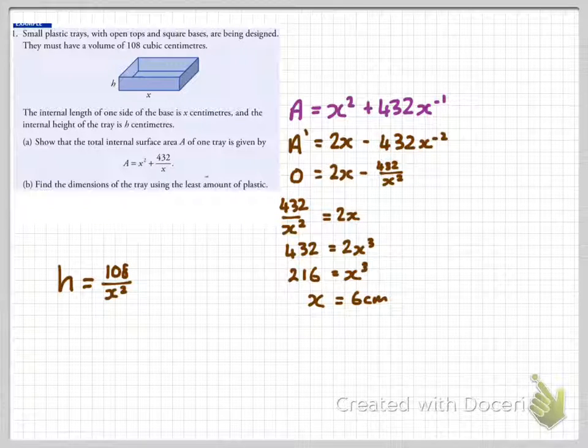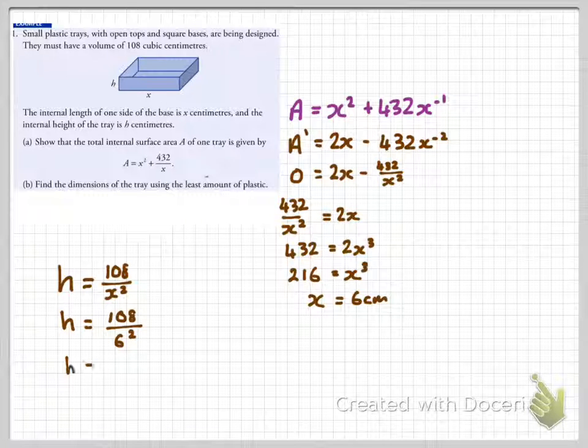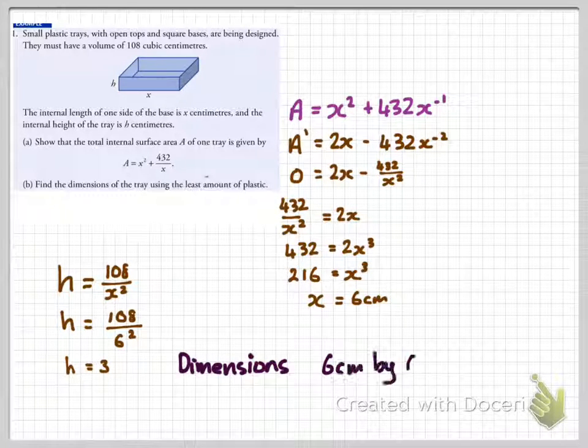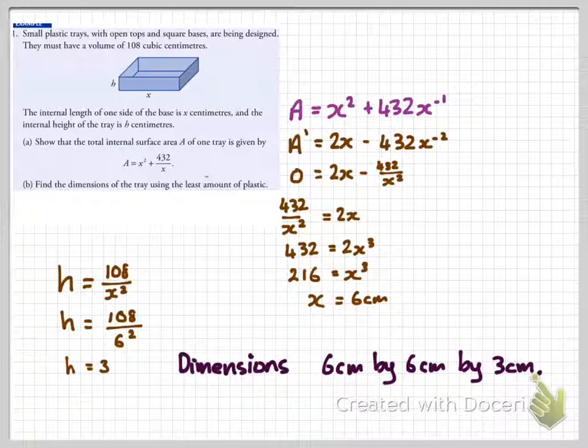Then we find the h. From the previous part of the question, we found that h equals 108 over x squared. So find out what h is. The height is 3. You can write out the dimensions of the box, 6 by 6 by 3. Is that what we're asked for? We're asked for the dimensions of the tray. And there we have it, and that will give you the least amount of plastic because it's a minimum.